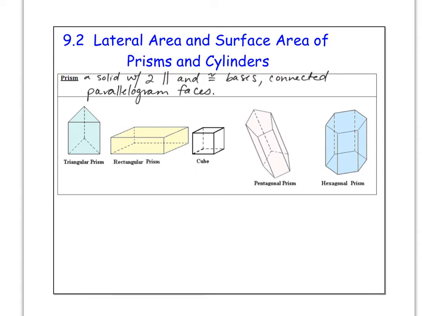So in this first prism that you see, the triangles are the bases. So the bases are parallel to each other and congruent to each other. In the pentagonal prism, same thing. The pentagons are the bases. The hexagonal prism, the hexagons are the bases. For rectangular prisms and cubes, it's a little tricky because there could be several different sides that could be considered the bases. So for our class purposes, just so that we all do it the same, when you have a rectangular prism, you're going to just use the top and bottom as your bases.